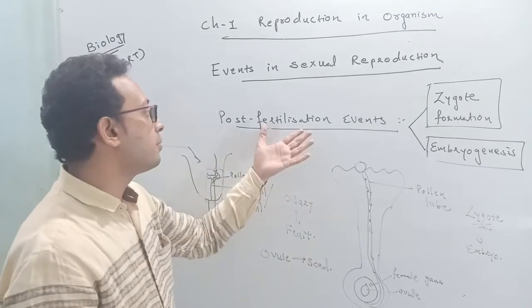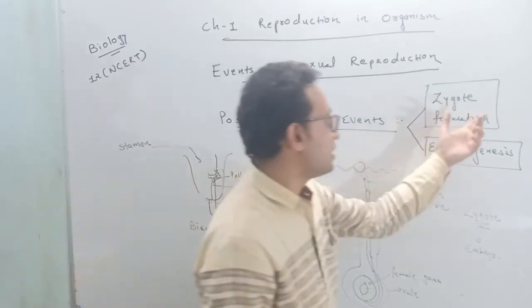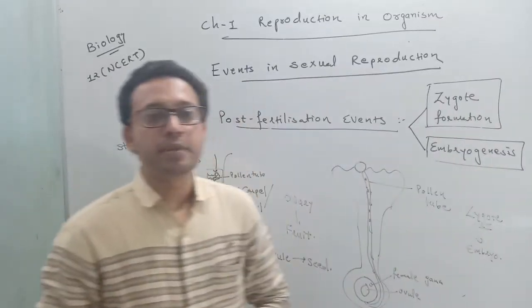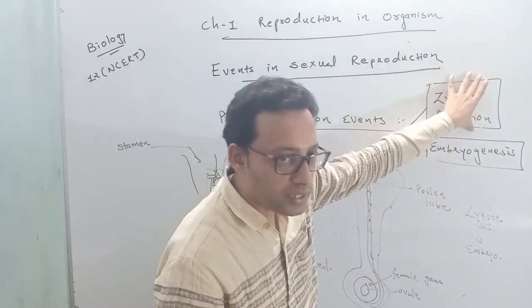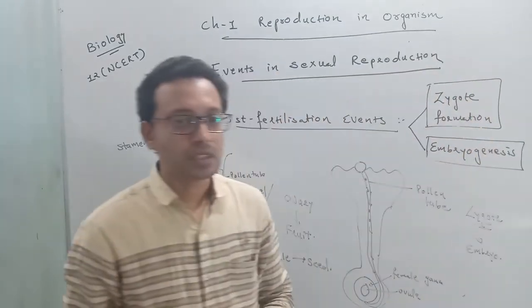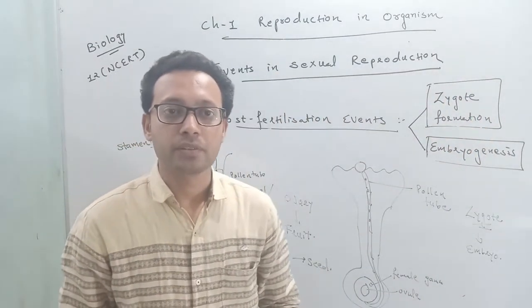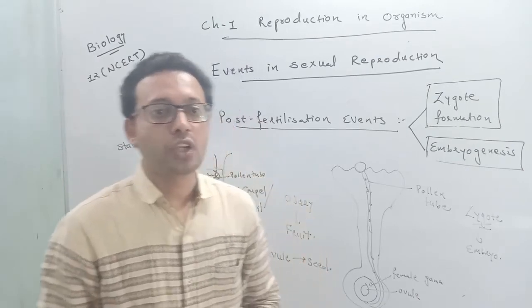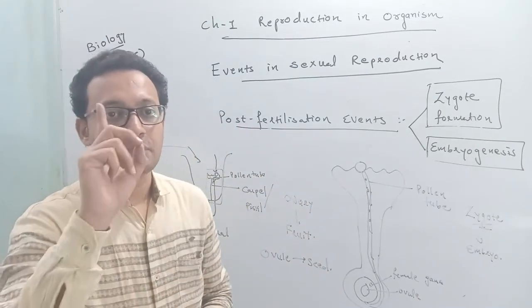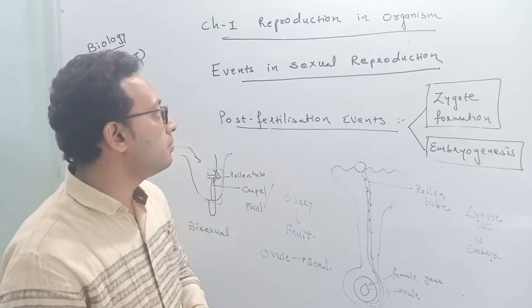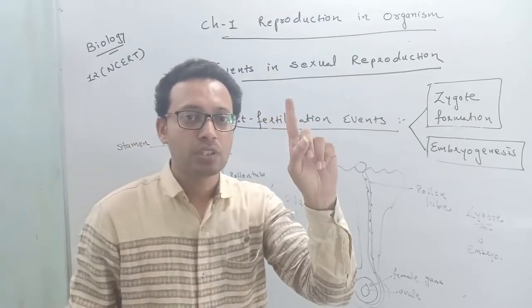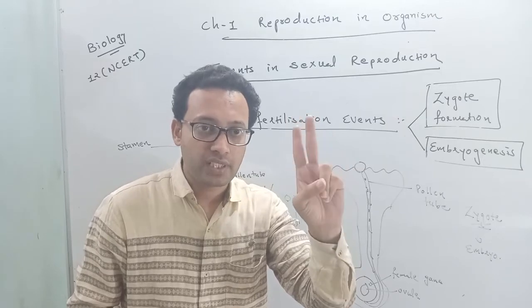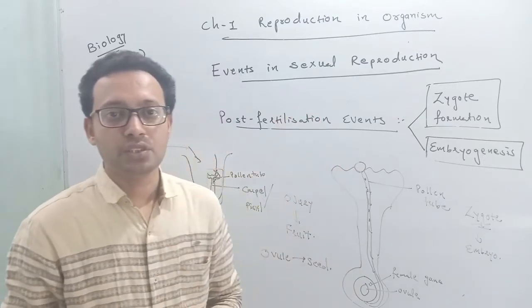So that's all about the post-fertilization events, zygote formation and the embryogenesis process. In zygote formation, a zygote is formed, and in embryogenesis, there is a formation of an embryo. Okay, students? So that's all about the end of the chapter. Chapter number 1, reproduction in organisms. Okay, we have finished with events in sexual reproduction, that includes pre-fertilization, fertilization, and post-fertilization events.